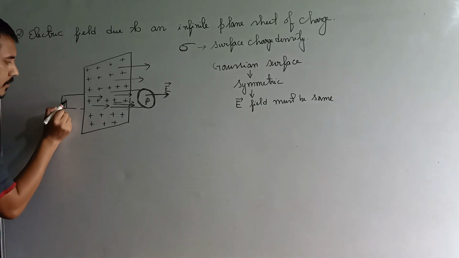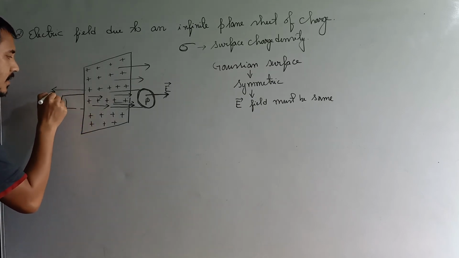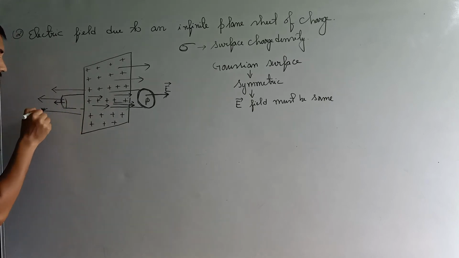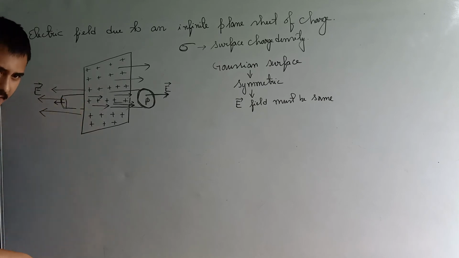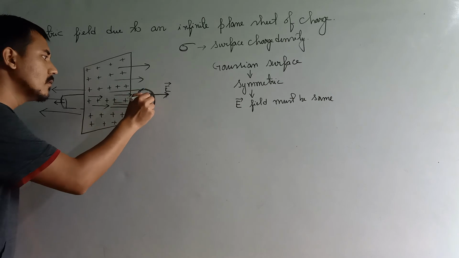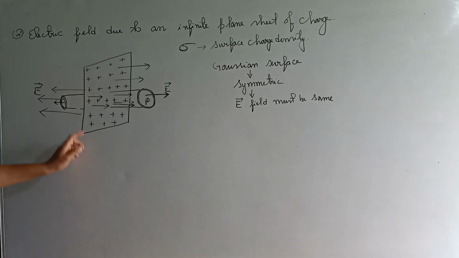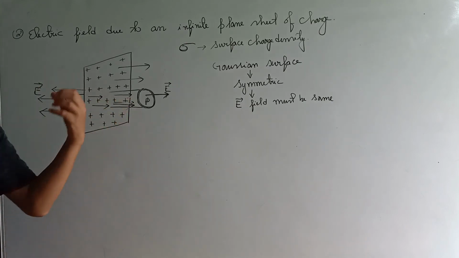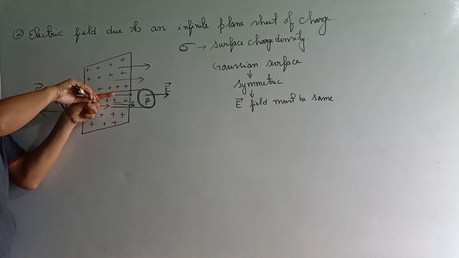For this surface also, see, your area vector will always be perpendicular to the surface, right? And your electric field is acting in this direction. So the electric field and the area vector are acting in the same direction. Is it okay? So the total electric flux over this entire surface will be only due to this and this area of cross section. The electric flux over this curved surface area will be 0. Why? Because the electric field and the area vector are perpendicular to each other.